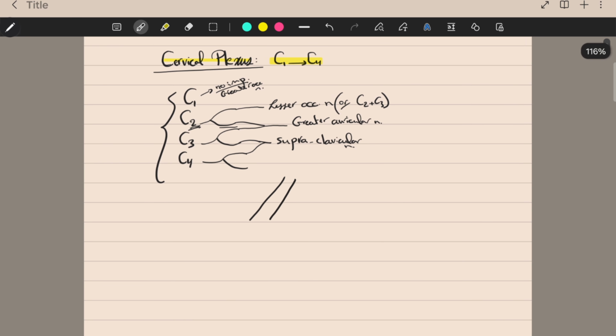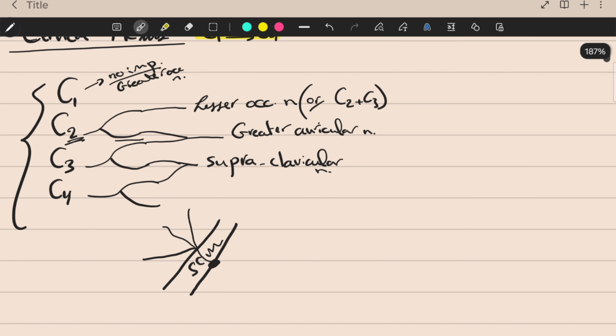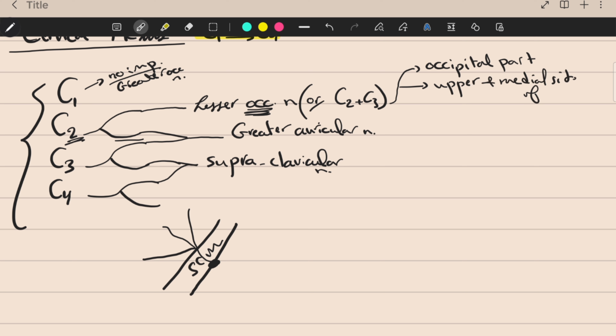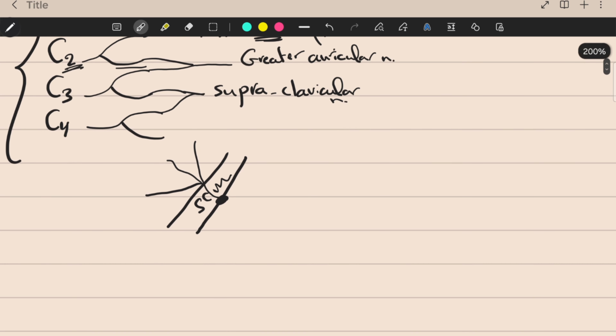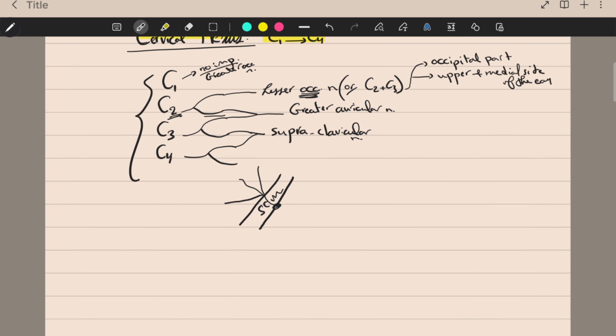First of all, I have to say that this is the sternocleidomastoid muscle. All of them gather here at this point, posterior to the sternocleidomastoid, and then some go here, go here, go here, for special supplies. First, the lesser occipital supplies the occipital part, plus the upper and medial side of the ear. As we said, it starts from the posterior part of the sternocleidomastoid, then ascends to the occipital skin, and supplies the ear's medial and upper side.